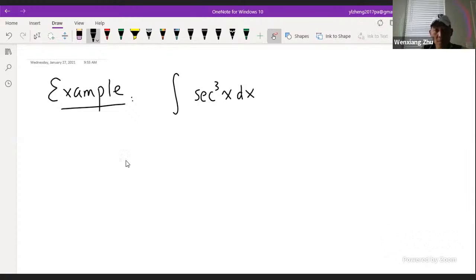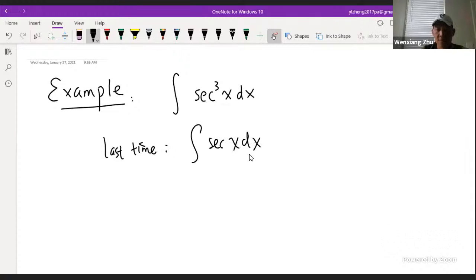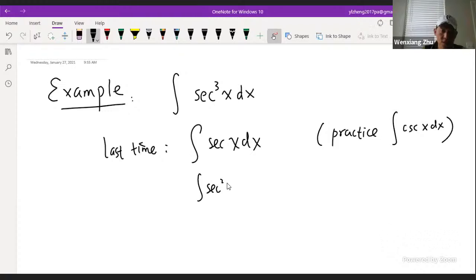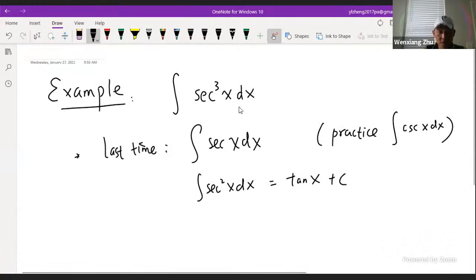Maybe you can go home. We did this one by a very clever substitution, and you can go home to practice. How can you do the similar kind of substitution for cosecant x? And as for secant x squared, that was very easy because we know the antiderivative is just tangent x. So we move to the next level, the integration of secant x cubed.